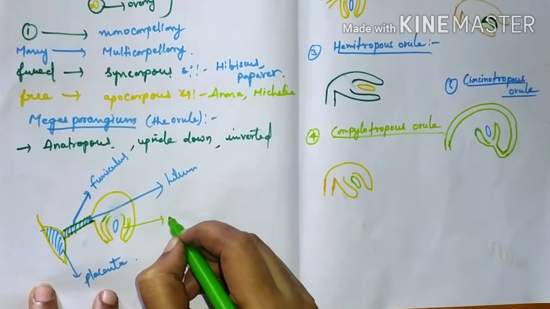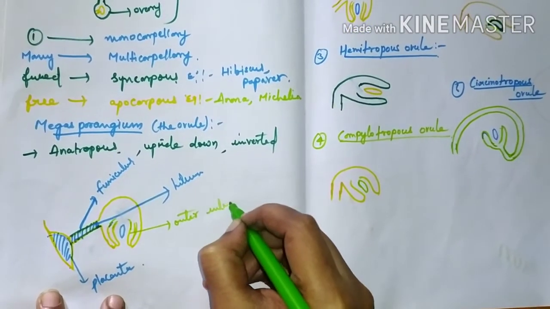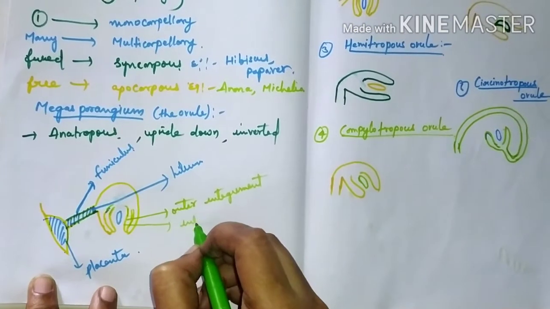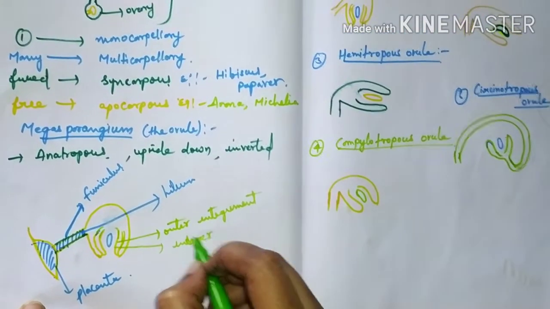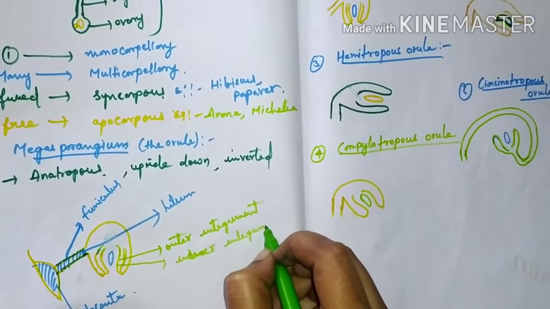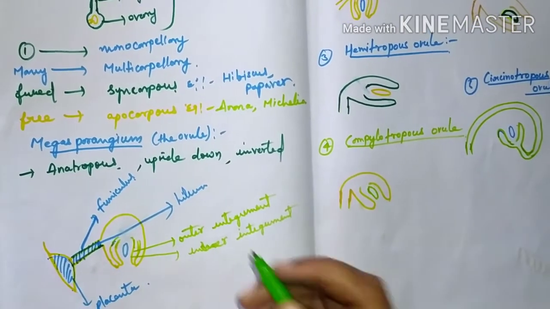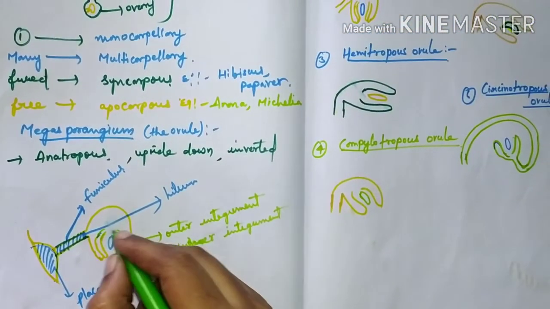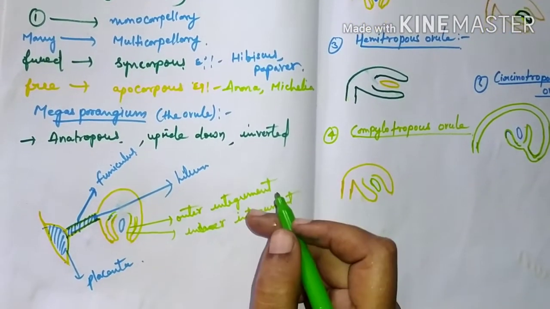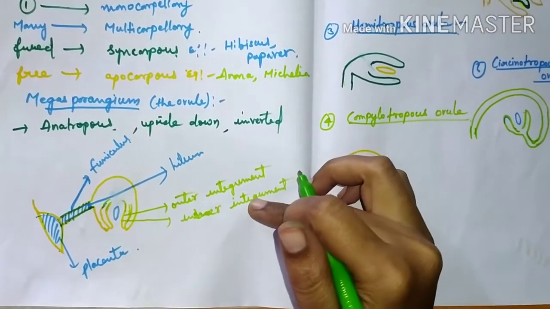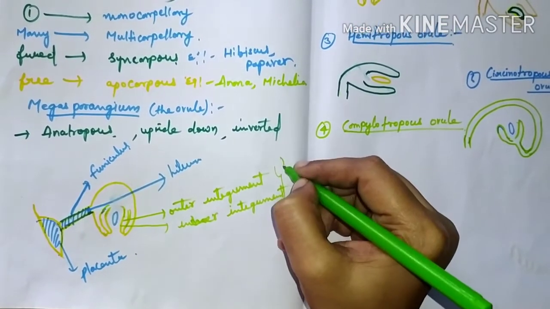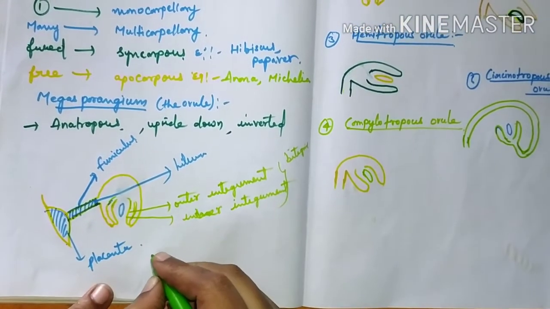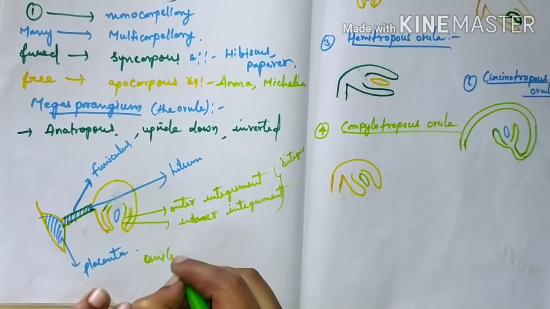And this one is the outer integument. And this one is the inner integument. So friends, the protective envelopes of the ovule are called the integuments. If two integuments are present, it is called bitegmic. If one integument is present, it is called unitegmic.